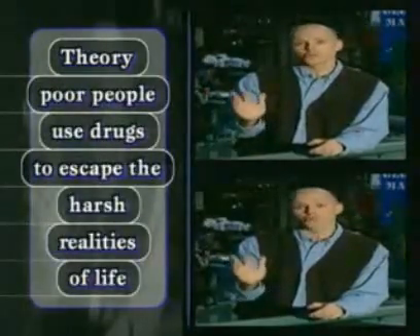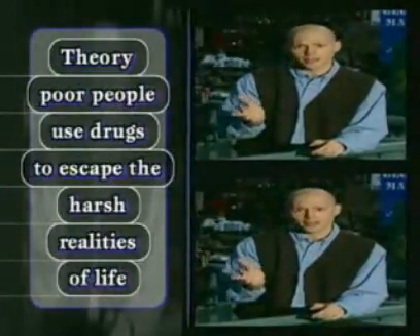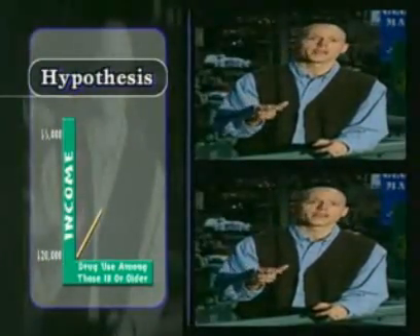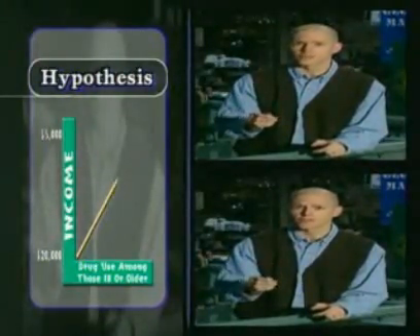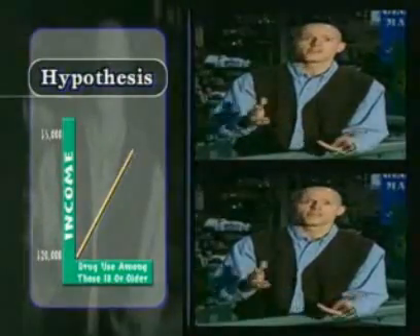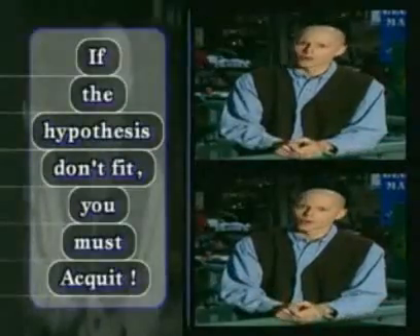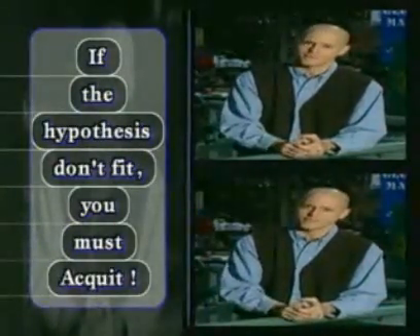All right, example. Theory: poor people use drugs to escape the harsh realities of life. Hypothesis: people over the age of 18 with annual incomes of less than $20,000 will have higher rates of drug use than those with annual incomes of more than $20,000. So, if the hypothesis doesn't support the theory, then you have a theory no more. In other words, if the hypothesis don't fit, you must acquit.